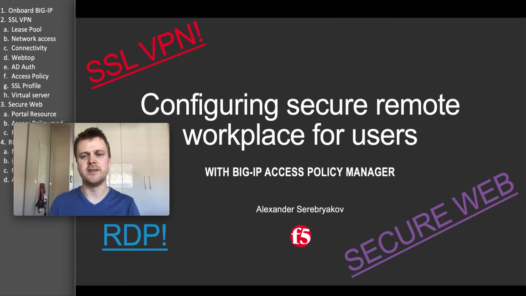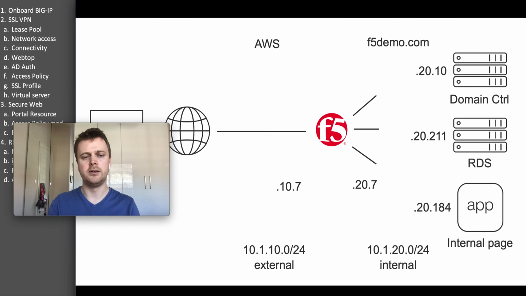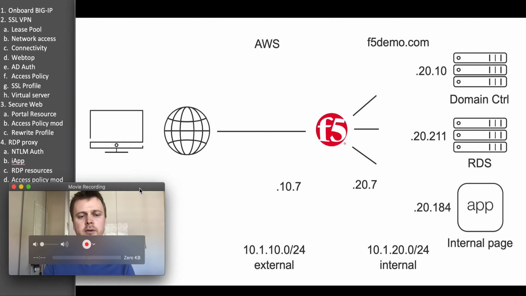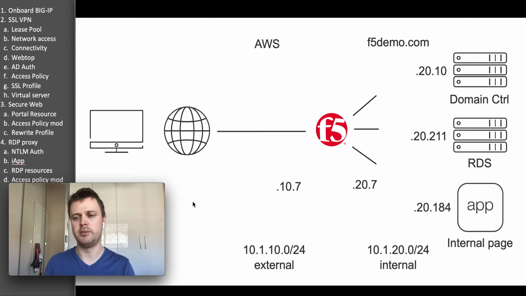BIG-IP can act as the RDP gateway, basically an RDP proxy that provides authentication, security, and encryption for your RDP connections. And you don't need to expose Windows servers outside. And we'll try to do it as easily as possible in a shorter time frame. Okay, so this is our goal. Let's move on towards the lab topology.